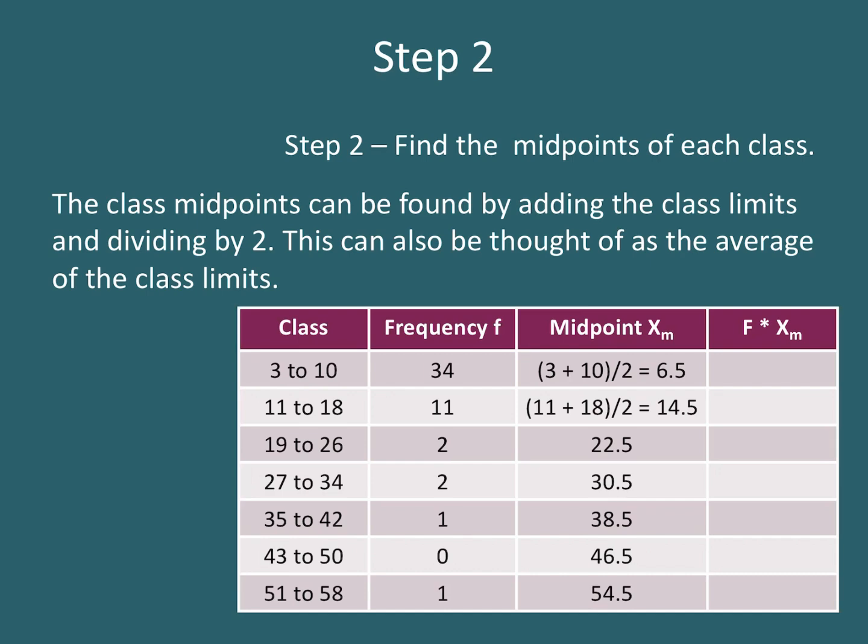Our midpoints are simply going to be the lower bound plus the upper bound divided by 2. So notice my first midpoint is 6.5, which is smack dab in between 3 and 10. 14.5, smack dab in between 11 and 18. And then what we do next is very important with regards to grouped frequency data. We're going to take the midpoint and multiply it times the frequency in each row.